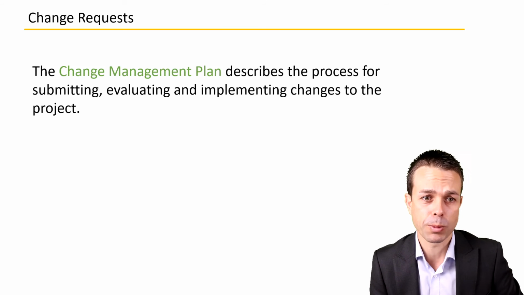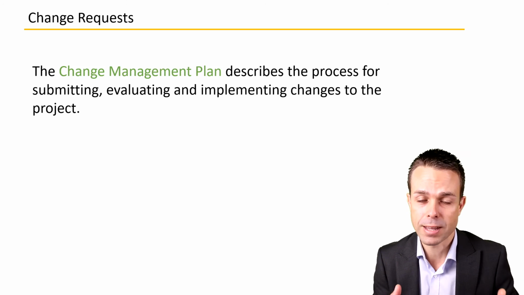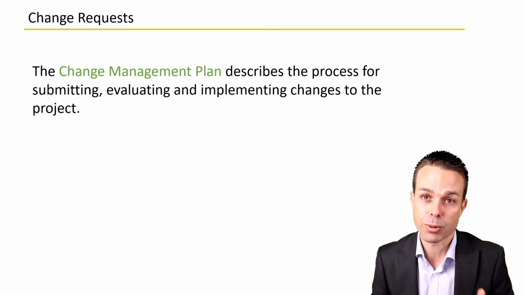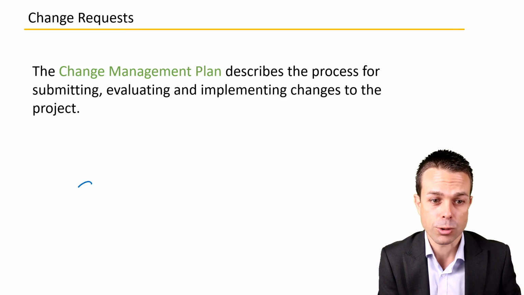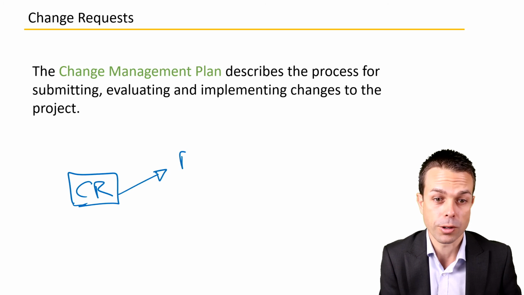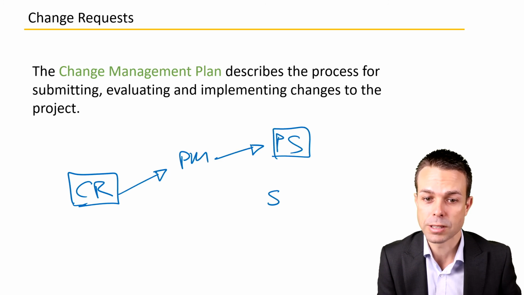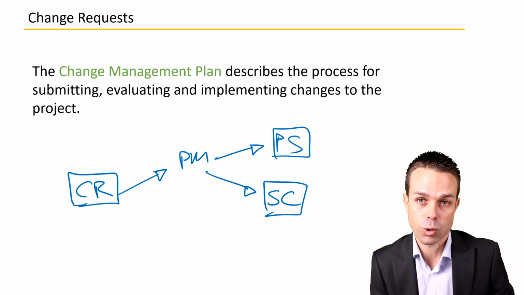So all of this is completely up to you as the project manager, and usually you'll be working with the project sponsor and the people involved who you're delivering this project for and the team that you're delivering it with. But the change management plan is what describes the process for these change requests. So how do you raise a change request, for example? And what do you need to do? Who does it go to? Does it go to the project manager? Does it then go to the project sponsor? Does it need to go to a steering committee, for example? What is the approval process of these change requests?